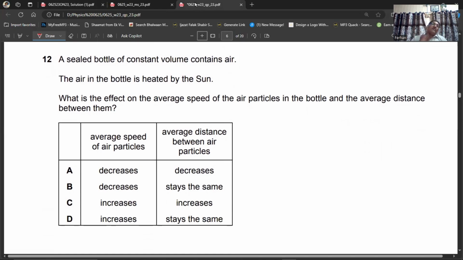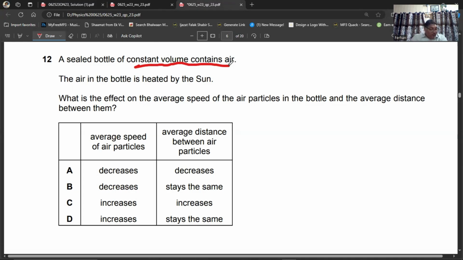Question number 12. A sealed bottle of constant volume contains air. The air in the bottle is heated by the sun. What is the effect on the average speed of the air particles in the bottle and the average distance between them? So look at these very important words: the sealed bottle of constant volume. So the volume of that air is constant, so the distance between the air molecules cannot be changed.